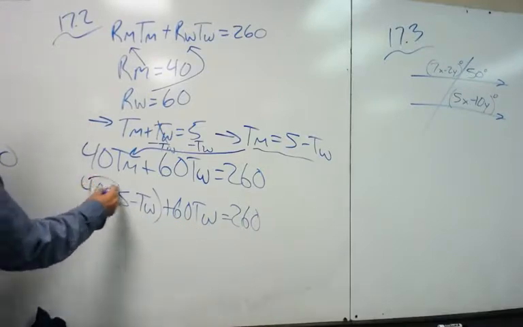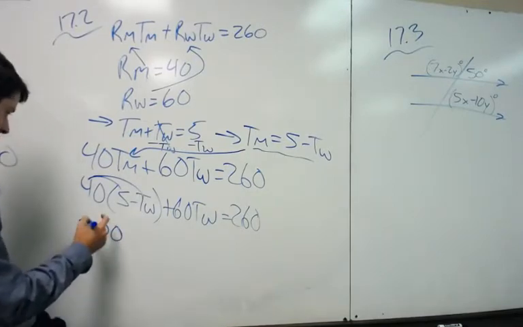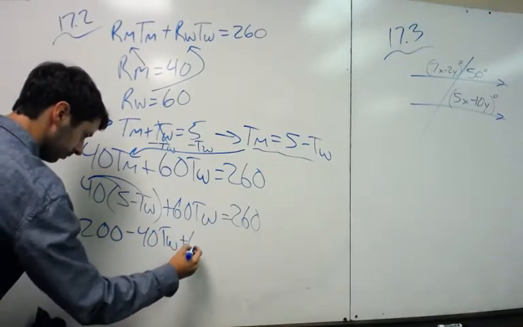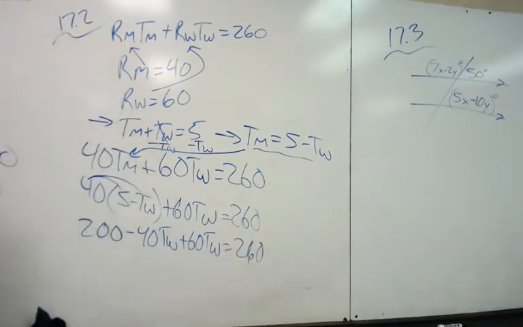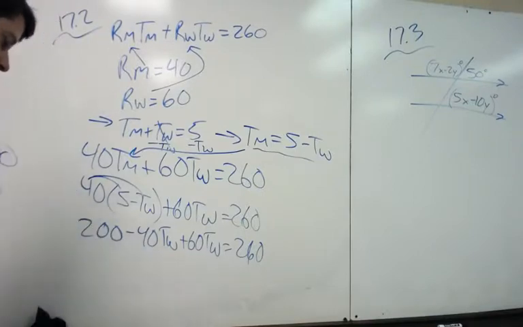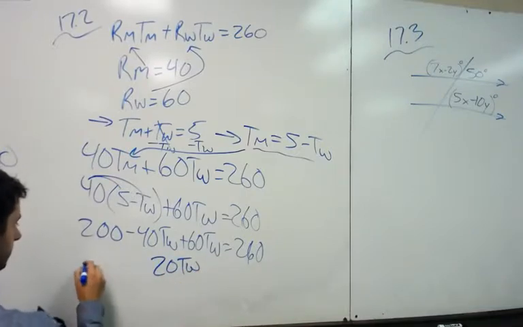So distribute 40 times 5, that'd be 200. Just 40 times negative Tw, or negative 40 Tw, plus 60 Tw equals 260. So now that we're here, we can add like terms. Negative 40 Tw plus 60 Tw is 20 Tw positive.